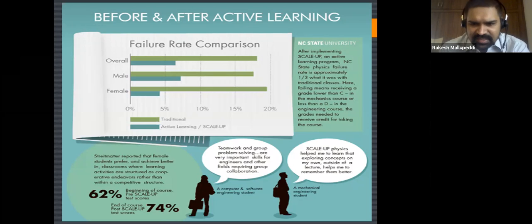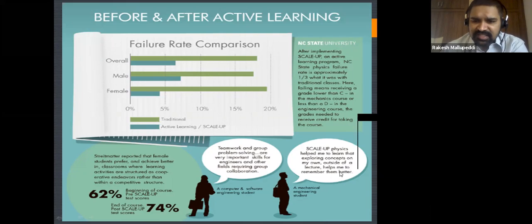And if you can see, there are a couple of examples given. One female student mentioned teamwork and group problem solving are very important skills for engineers and other fields requiring group collaboration. And another mechanical engineering student mentioned SCALE-UP physics helped me learn that exploring concepts on my own outside of a lecture helps me remember them better. I think we have mentioned this, retention or reflection of what they're studying with new concepts, or revisiting them through other activities.